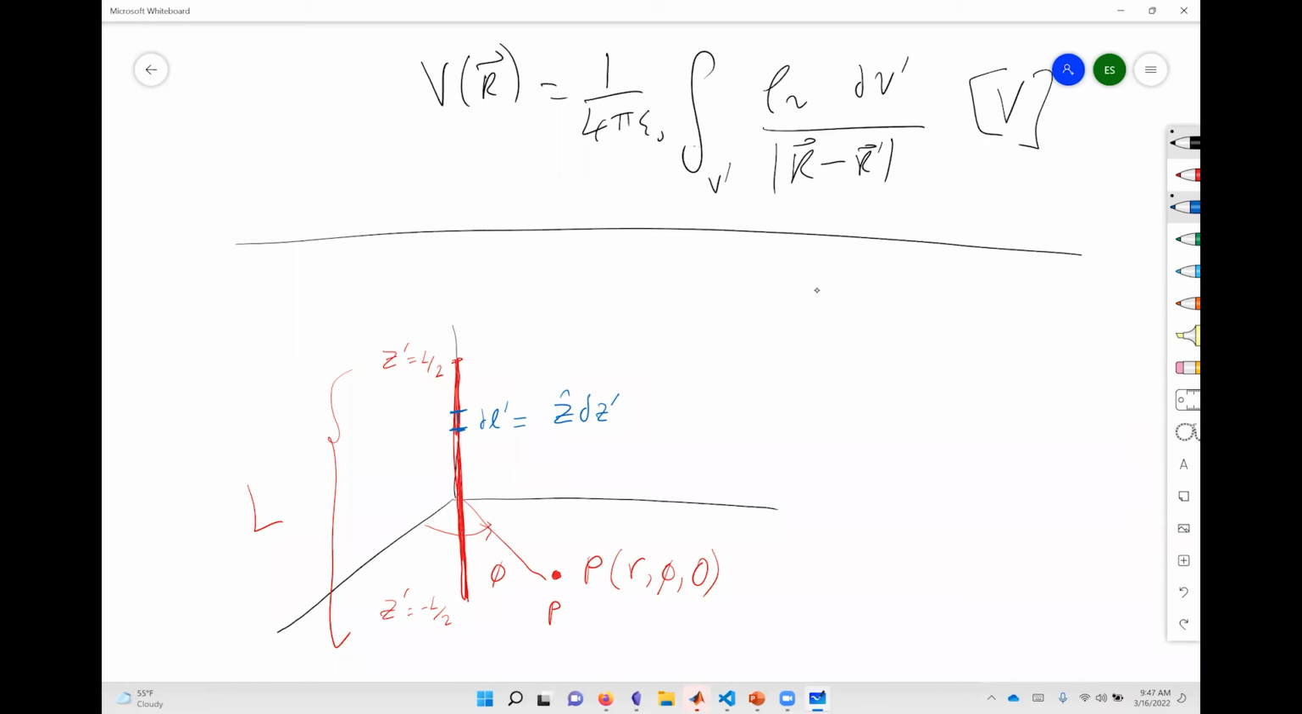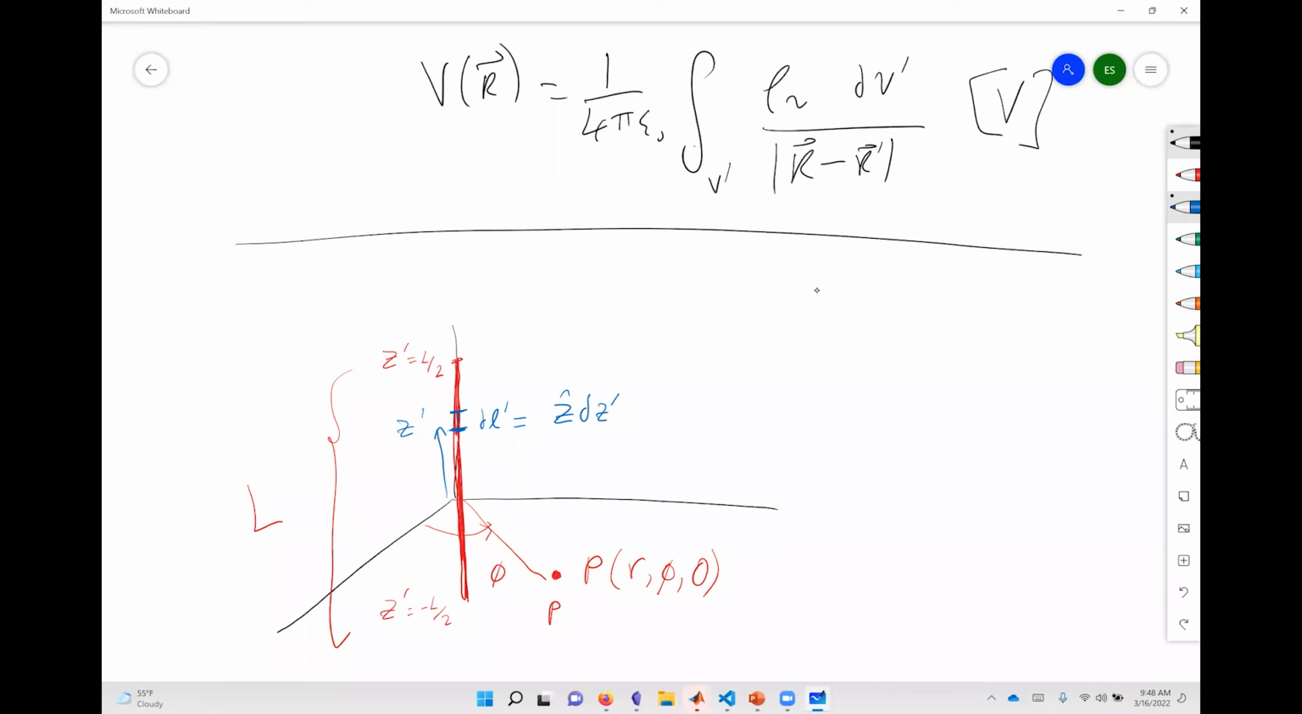And wherever we are here, this will have coordinates z prime. So z prime is the coordinate of the rod. It does not vary. There is no theta prime or phi prime because we're only moving along the z-axis. So we're only integrating across z. So the question has two parts.